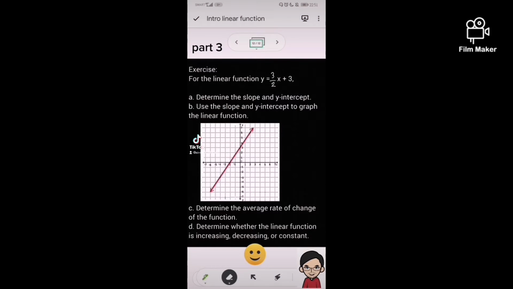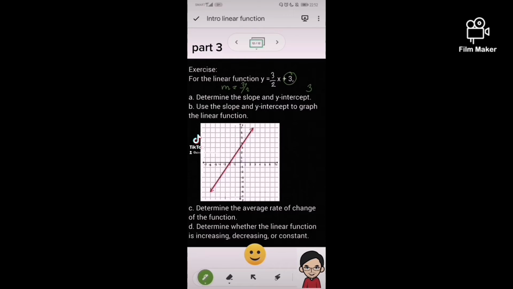Example, for the linear function y equals 3 over 2x plus 3, determine the slope and the y-intercept. So the slope will be m is equal to 3 over 2. And for your y-intercept, the y-intercept will be 3. This is your y-intercept. Use the slope and the y-intercept to graph the linear function.